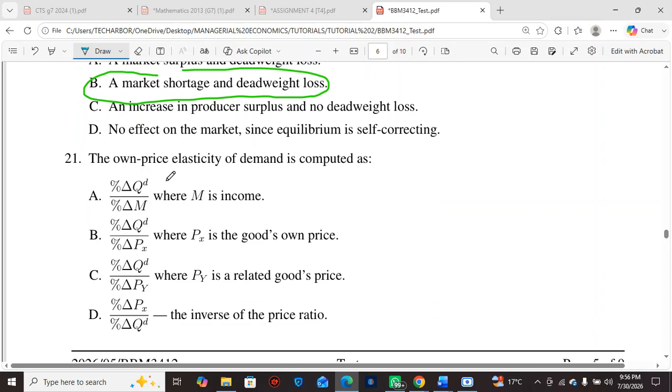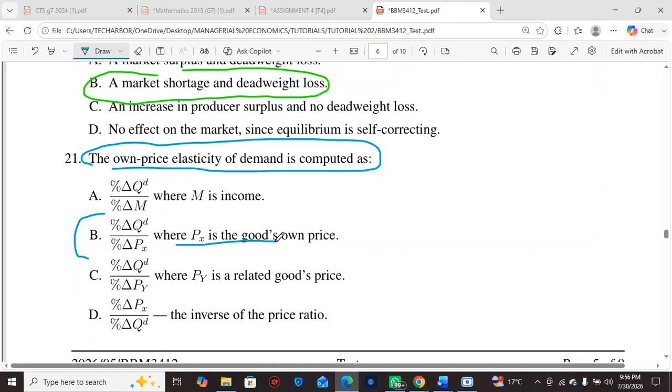The own price elasticity of demand is computed as, remember, price elasticity of demand is how quantity demanded responds to changes in price. So here our best answer is B: percent change in quantity demanded over percent change in price, where PX is the good's own price. That is how we compute price elasticity of demand.